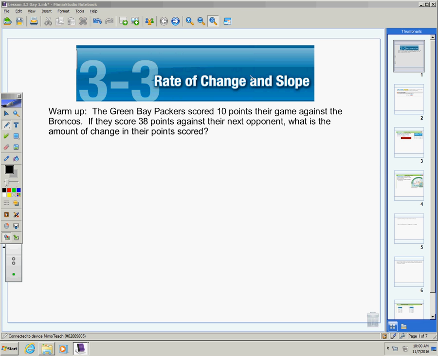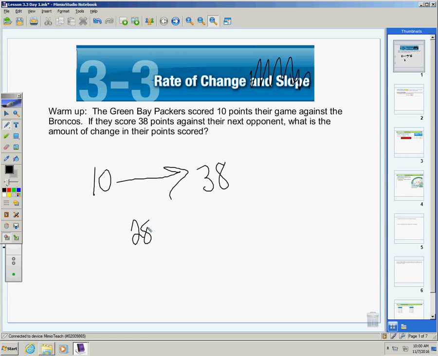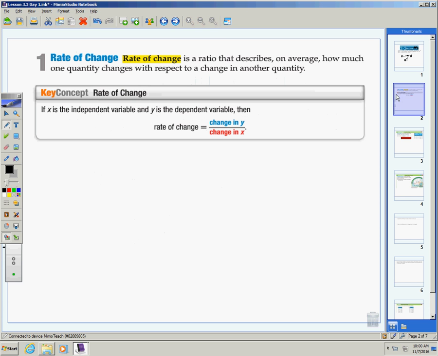Just talking about rate of change. We'll get to slope in the next lesson. And so for the warm-up, the Green Bay Packers scored 10 points in their game against the Broncos. And then if they score 38 against their next opponent, what is the amount of change in points scored? Hopefully you can all do that in your head. They went 28 points higher, so the change was 28 points increased.